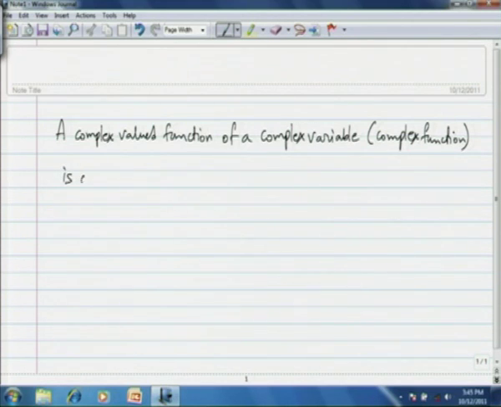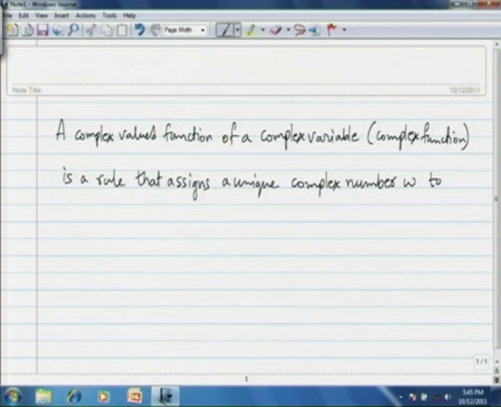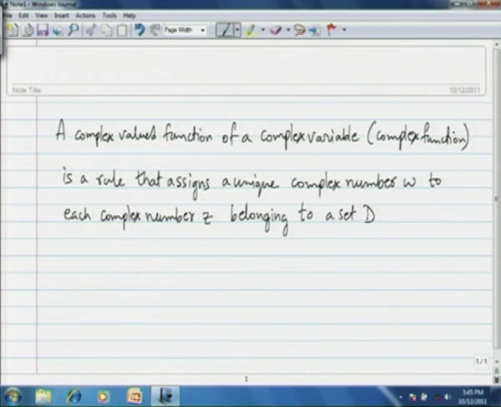is a rule that assigns a unique complex number W to each complex number Z belonging to a set D. So, that is the definition of a complex valued function of a complex variable, or a complex function in short.